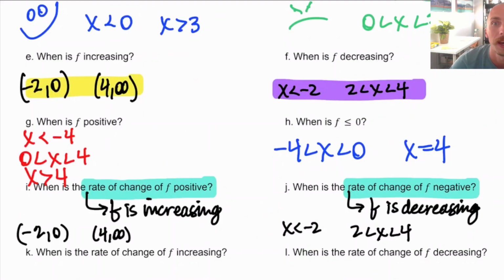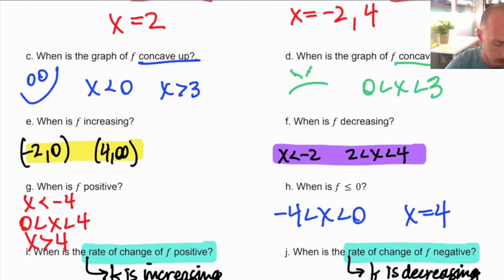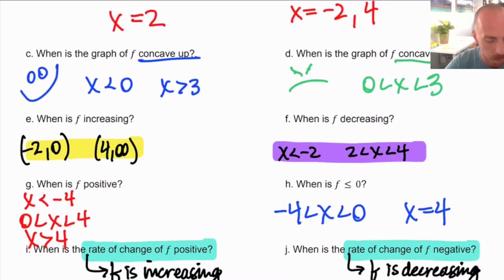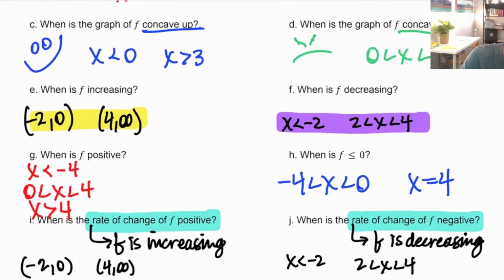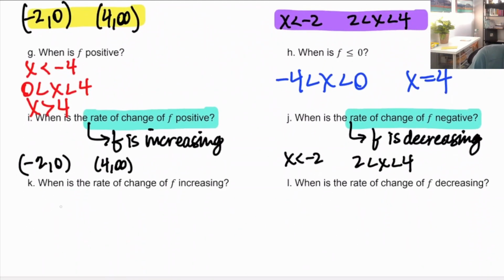So I look, I've already answered that question. I already did that analysis on the graph. And if you need to be reminded why the graph is concave up when x is less than 0, when x is greater than 3, then just skip back a couple minutes to when I was writing in blue, and then you'll see what I'm talking about. Okay, so x less than 0, x greater than 3.